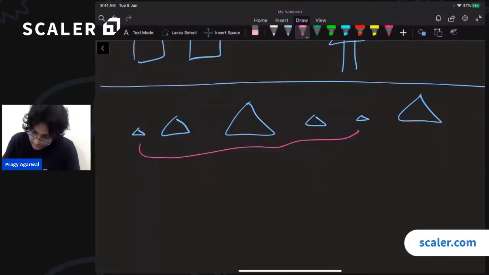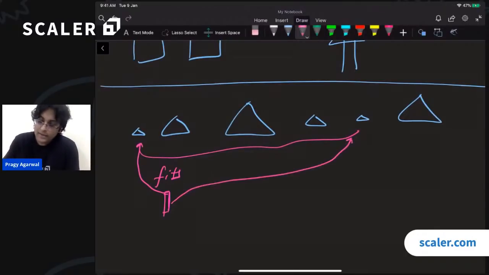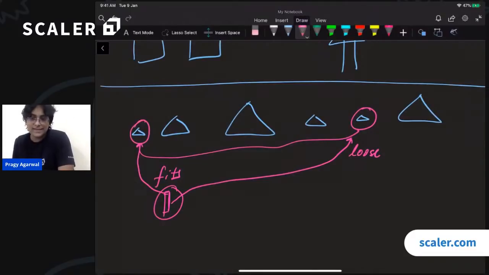But if I have a pen, what I can do is try fitting this pen in this cap, right? Suppose it fits. I also try fitting this pen in this cap. Suppose this cap is loose. Now can I tell which cap is bigger? Yes, I can tell that this cap is bigger, because I know that this pen fits in this cap but does not fit in this cap.